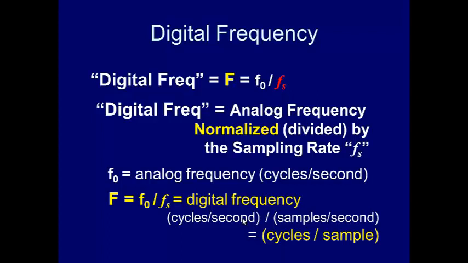But you're onto something. When I start normalizing things, it's getting a little tricky here. I've got to worry about some boundaries. Everybody okay with the units? Everybody okay with the concept? It's digital frequency, cycles per sample.